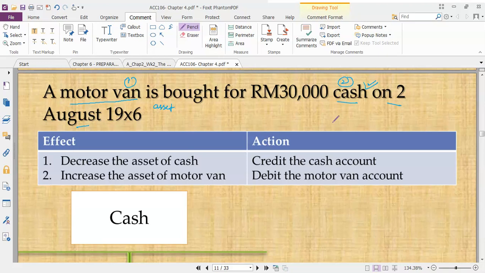So our cash is decreasing or increasing? Decrease, of course. Decrease, my dear. Decrease the asset of cash because we bought the new motor van using our cash. We got the motor van and then we lost our cash. Betul tak? Cash tu kita dah bagi kepada penjual motor van tadi. So cash kita dah berkurang. Betul tak?